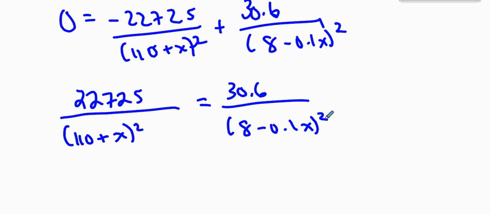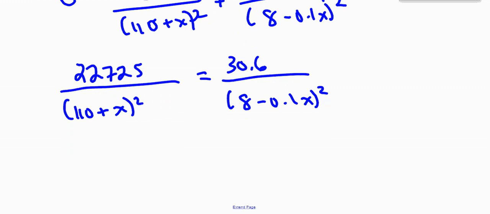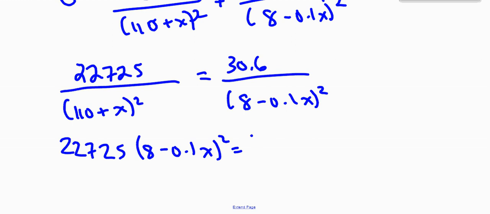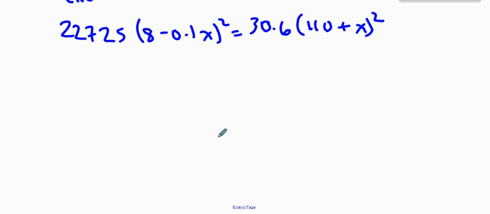And this allows me to say, okay, well, now I can see an approach. I'm going to cross multiply, and then I won't have any more denominator problems. So 22725 times 8 minus 0.1x squared equals 30.6 times 1110 plus x squared. And so now hopefully you see what I want to do here.